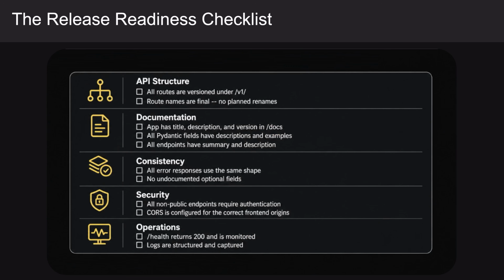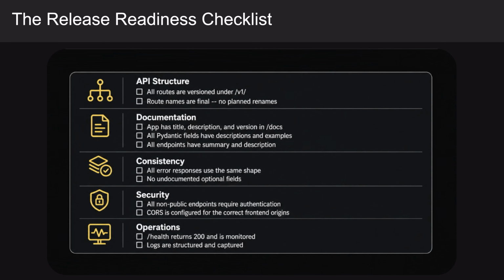5 sections, all on screen. Run through each one before you share the URL. API structure, all routes versioned under /v1/. Route names are final with no planned renames. Documentation, app has title, description, and version visible in /docs. All Pydantic fields have descriptions and examples. All endpoints have summary and description.